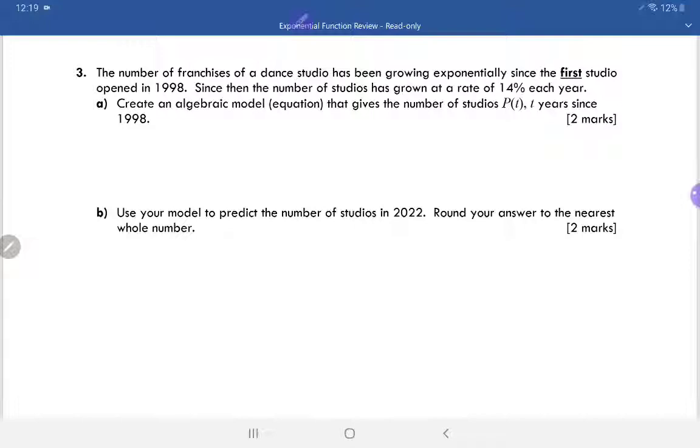Okay, a word problem. So this is exponential growth because it says it's been growing exponentially. And it's growing at a rate of 14%, which a reminder is 0.14. So we need an algebraic model that represents the population since the year 1998. So population at a certain time, you'll need the formula from the other day. It starts with the initial value. And the initial value is just 1 because this dance studio started with one single dance studio.